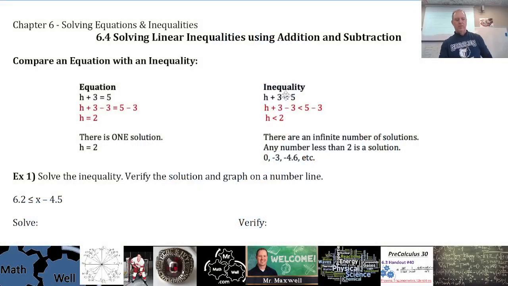Okay, here we go, 6.4. We're talking today about solving linear inequalities using addition and subtraction. So again, this is a bit of a shorter lesson. We're just going to focus on one way to solve inequalities, and we can solve inequalities similar to how we solve equations. And this first level of solving inequalities is pretty basic.